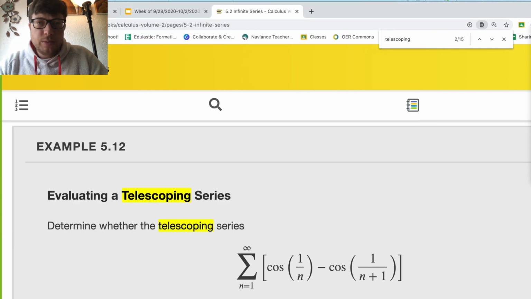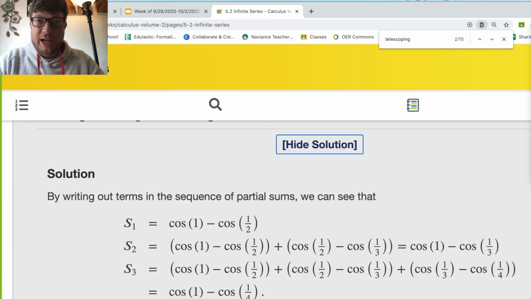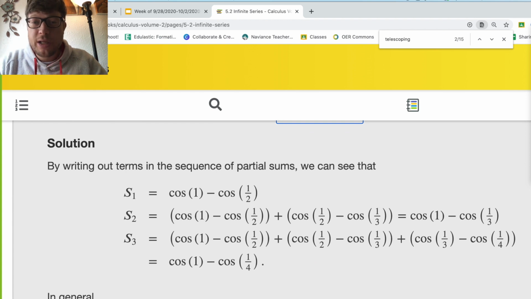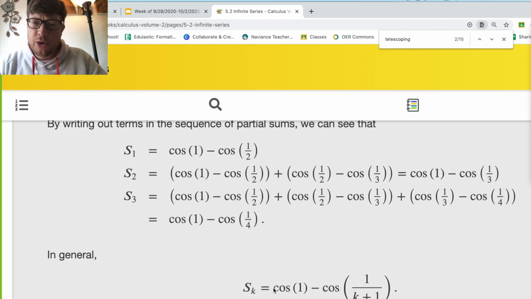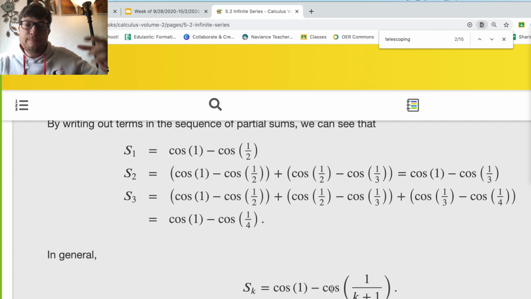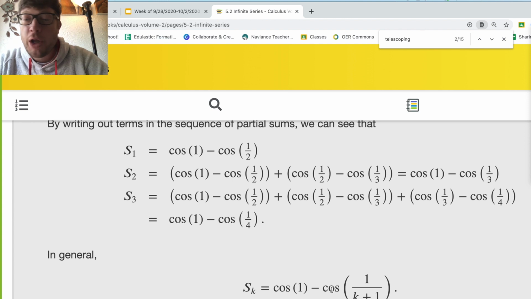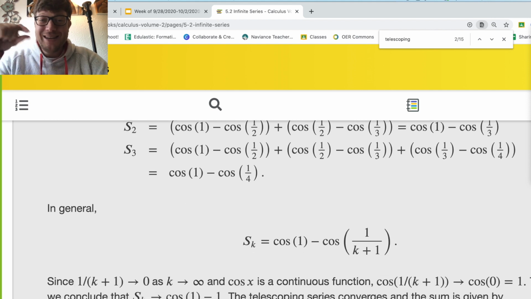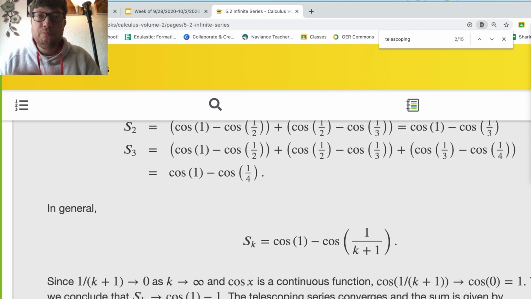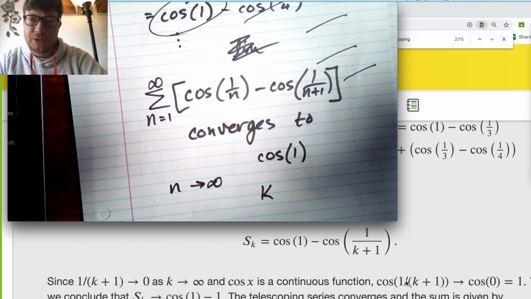I pause the video to say that I acknowledge that cosine of 1 is consistently there, but looking at the notes, it seems like we're always also adding to it some term at the end, subtracting cosine of 1 over k plus 1. So the point here is that there is this indexing k value between 1 and n, as n goes to infinity.